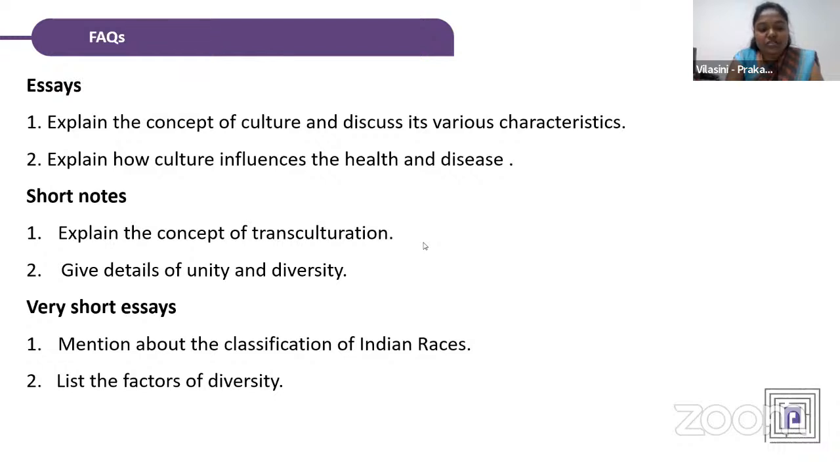Then coming to the very short notes. Here you have to classify the Indian races. So we have different races, for example the Caucasian race, which is also called the white race, and the Mongoloid race, and the Anglo race. So these are the different races that generally we have: whites, blacks. Then the second one is list out the factors of diversity. Here again we have to list out the factors, that is caste, religion, language and race. These are the factors of diversity.